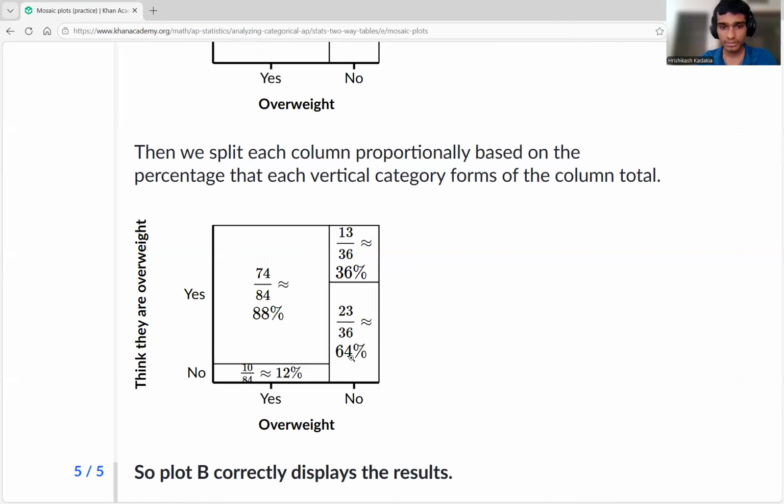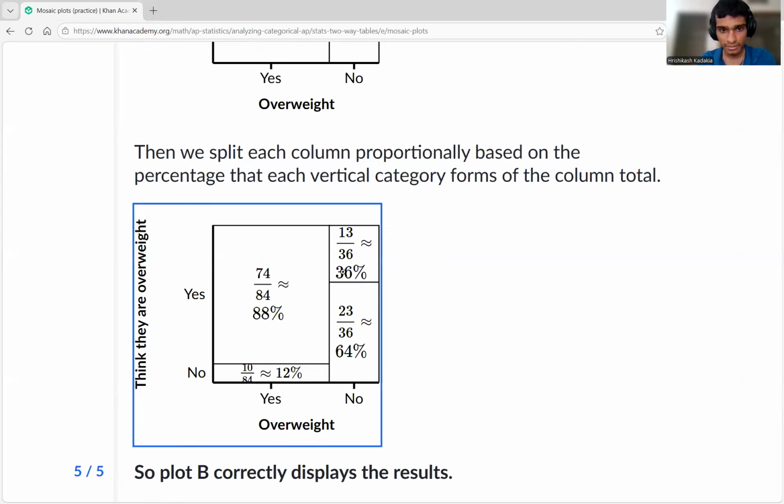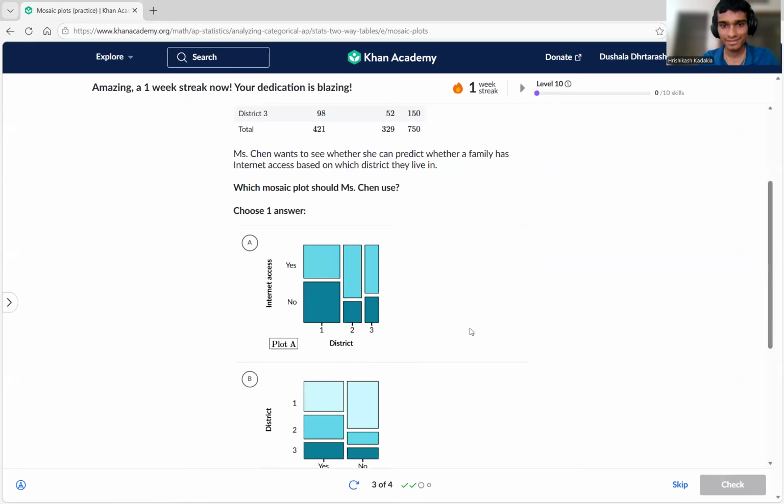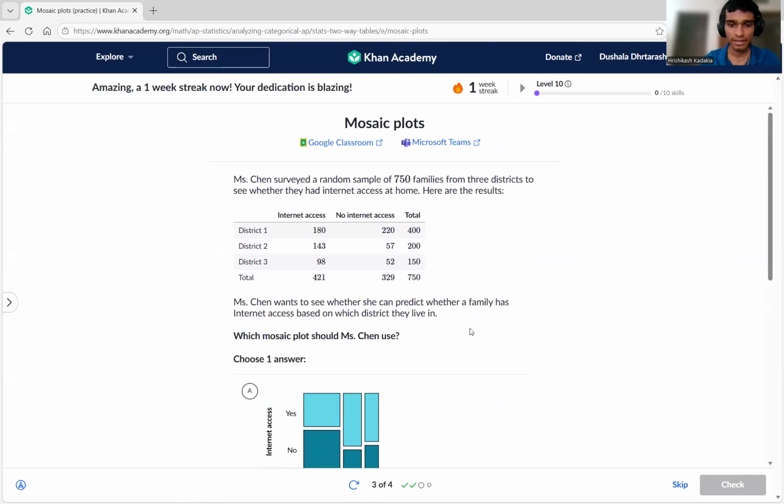And then 23 is 636. So 64% who are not overweight think they are not overweight, and 36% think that they are overweight, whereas in reality they are not. So yeah, that's what we can conclude. Okay, now let me just run this.